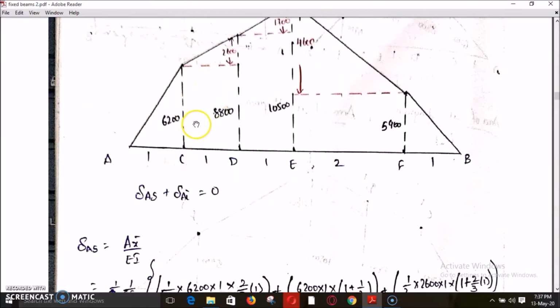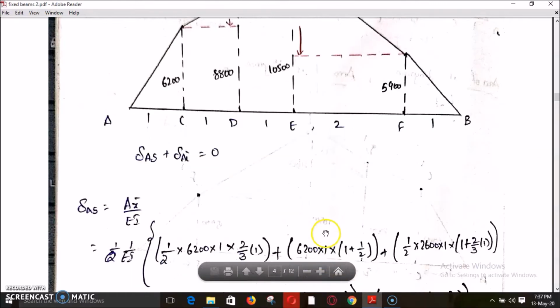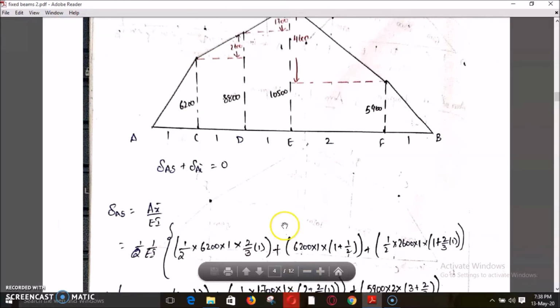And coming to the second case, this is a rectangle, so the area will be 6200 into 1, and for this rectangle the X bar will be at the mid of the span, that is 1 by 2 from here, but we need to calculate it from here, so 1 plus 1 by 2 is the X bar value. And for this triangle the area is half into 2600 into 1, and the X bar value for this triangle is 2/3 of 1 from here, but from here it is 1 plus 2/3 of 1. 1 plus 2/3 of 1 is X bar from here.